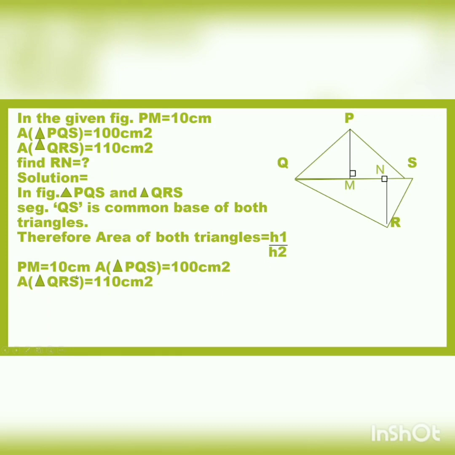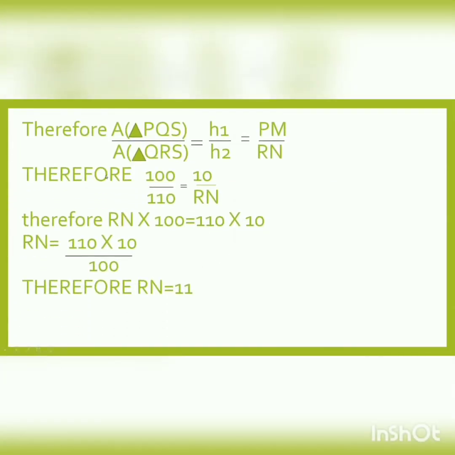Right, PM is equal to 10 centimeter, area of triangle PQS is equal to 100 centimeter square, area of triangle QRS is equal to 110 centimeter square. Therefore, taking the ratio, area of triangle PQS upon area of triangle QRS is equal to h1 upon h2. Height of the first triangle is PM, height of the second triangle is RN. Putting the values, 100 upon 110 is equal to 10 upon RN.